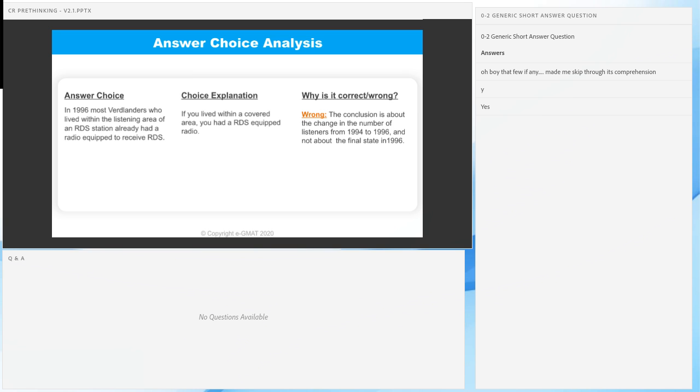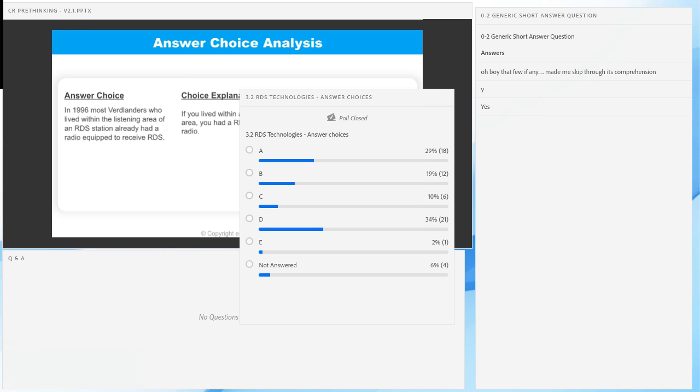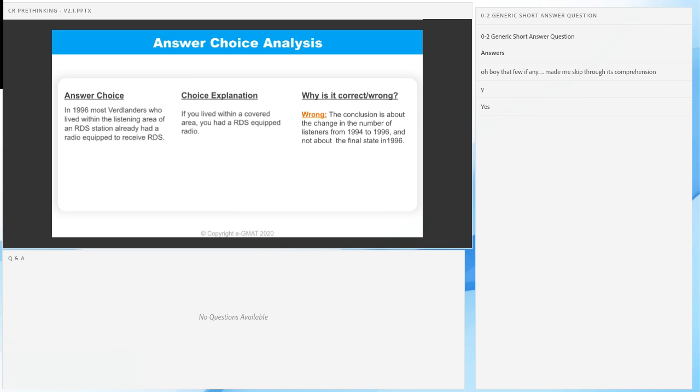Let's look at choice B. A lot of people chose choice B, if I remember, or quite a few of you chose choice B. Let's look at this over here, RDS. This is how you guys polled, but 12 of you chose choice B. So I wouldn't say, there's still a lot. Choice B says, in 1996, most Verlanders who lived in the listening area of an RDS station had an RDS radio. So you're going to use the word most.